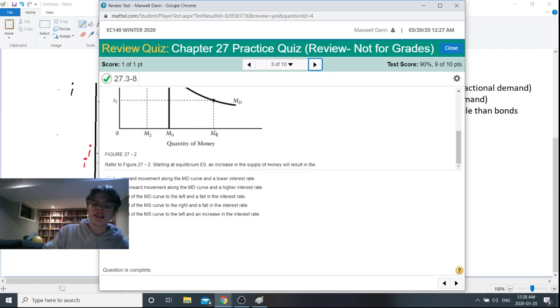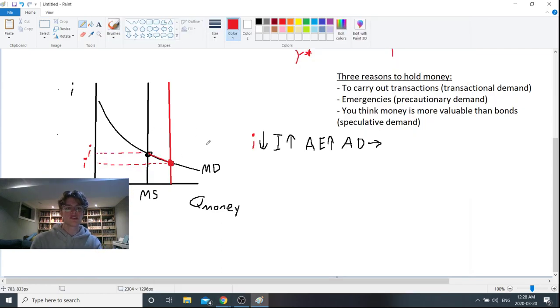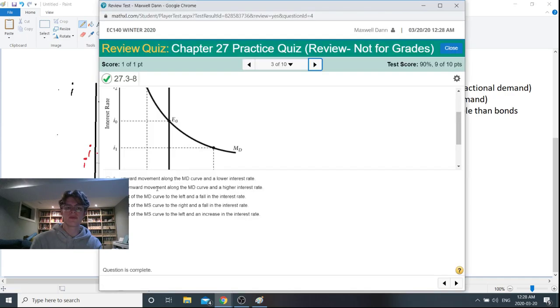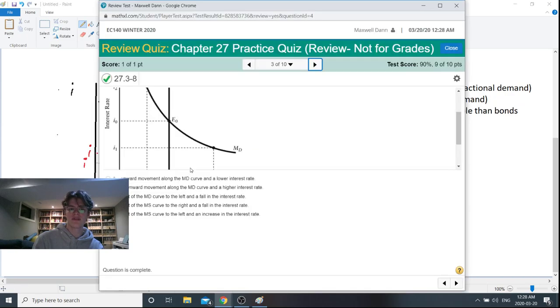So this next one, starting at equilibrium E0, an increase in the money supply will result in. So exact same graph. Let's look at an increase in the money supply. Well, our interest rate is going to go down, right? Our MS curve is going to shift to the right. That would be an increase because this graph is just the quantity of money. So if the quantity of money goes up, we're going to the right, and the interest rate goes down, following the interest rate.